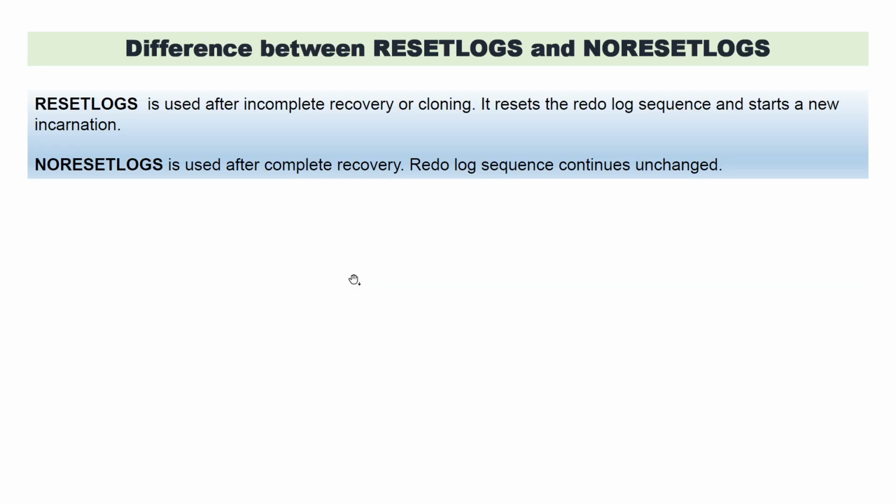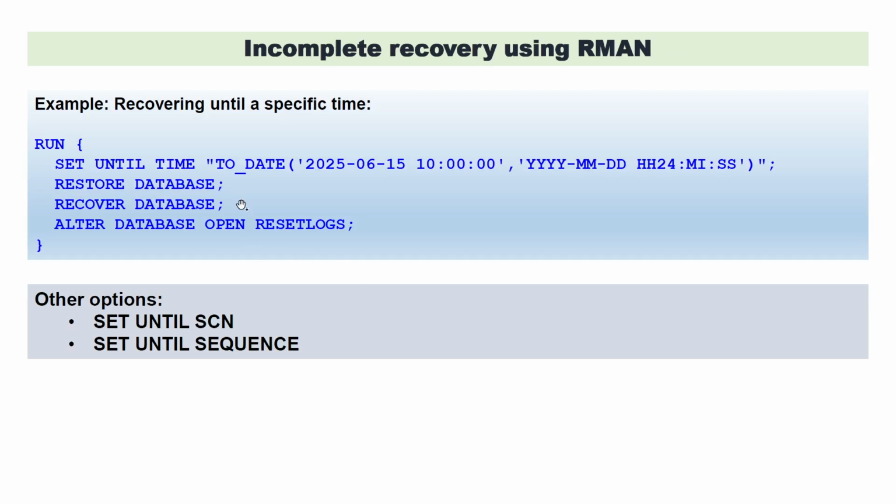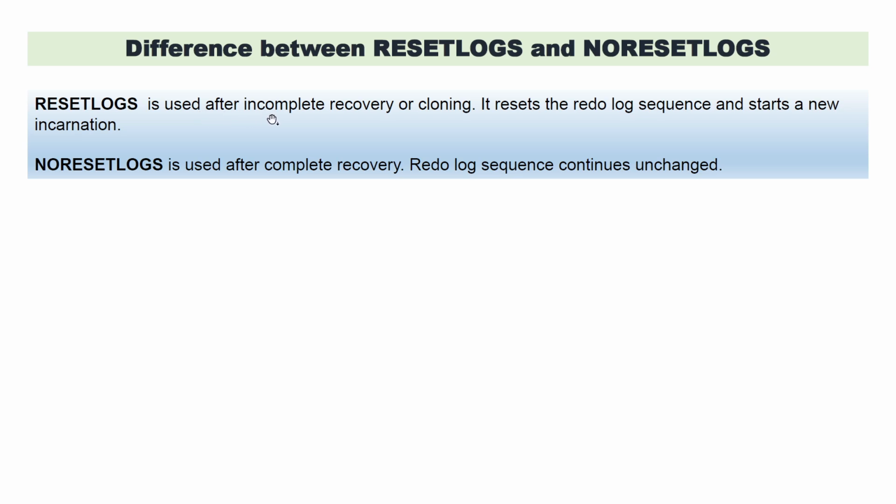Now, one of the key considerations here is what resetlogs is. Resetlogs is used after incomplete recovery or cloning. It resets the redo log sequence and starts a new incarnation. Noresetlogs is used after complete recovery. The redo log sequence continues unchanged. So when you perform a complete recovery, you will use noresetlogs. And if you ever perform an incomplete recovery or you clone the database, you will use the resetlogs option.